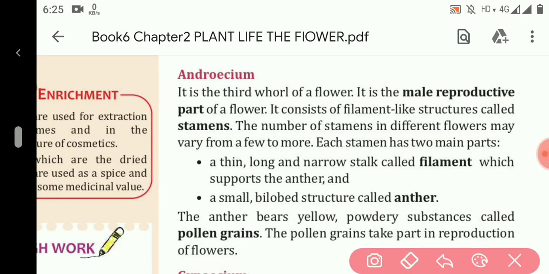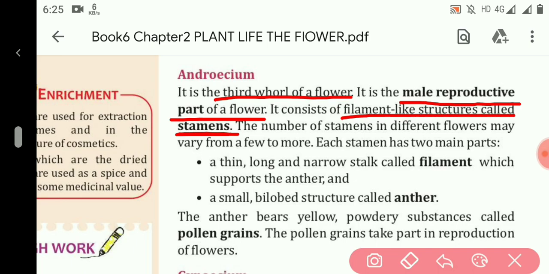Now the third one is androecium, which is responsible for reproduction and pollination. It is the third whorl of a flower. It is the male reproductive part of the flower. It consists of stamens. What is a stamen? Stamen is a filament-like structure. The number of stamens in different flowers may vary from a few to more. The number of stamens varies from flower to flower.